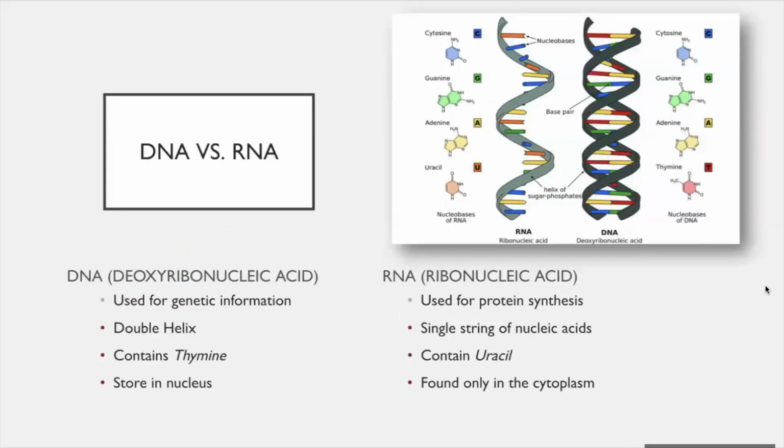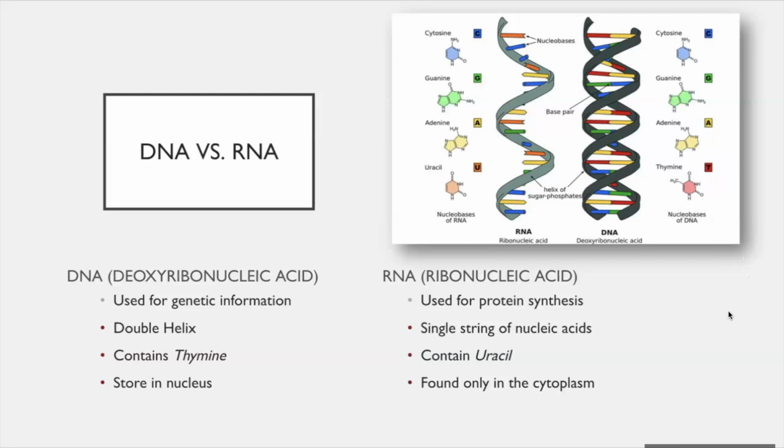So now we'll look at DNA versus RNA, some similarities and differences. Ready? DNA, known as deoxyribonucleic acid, is used for genetic information. It's in the form of a double helix. So if you look at this image right here, DNA is on the right-hand side. It has a double helix shape. It contains thymine as a base, and it is stored in the nucleus of the cells.